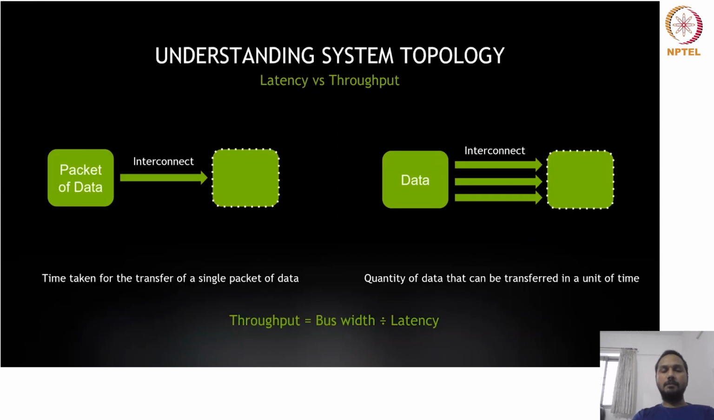The first thing that we talked about during the session was the necessity of understanding the system topology. We introduced you to two particular concepts, latency and throughput. Latency is nothing but the time taken for the transfer of a single packet of data. How much time does it take for me to reach from one destination to the other? The second one is throughput. Throughput is the quantity of data that can be transferred in 1 unit of time. Like, can I transfer 1 KB of data, 2 KB of data, 3 KB, and so on.